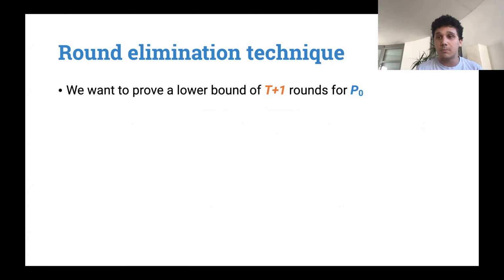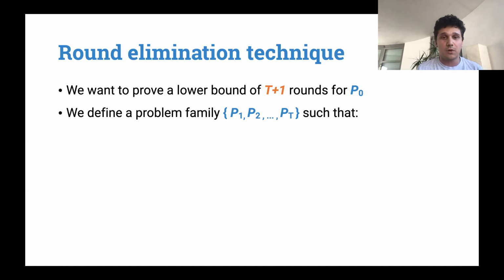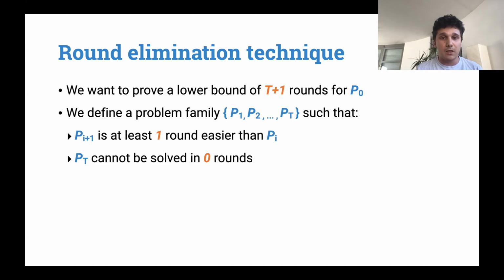We have some problem P0 for which we want to prove a lower bound of t+1 rounds. And the technique works as follows. We try to define a family of problems, P1, P2, up to Pt, such that each problem is at least one round easier than the previous one. And then we prove that the easiest problem of the family, Pt, cannot be solved in 0 rounds. And this directly implies that the original problem P0 cannot be solved in t rounds. So we get a lower bound of t+1 rounds.